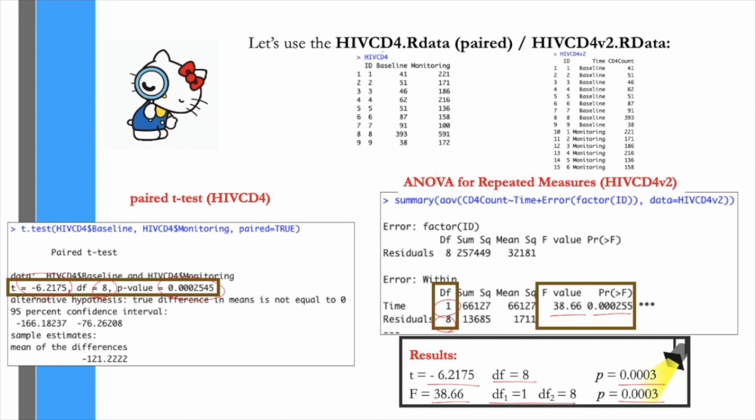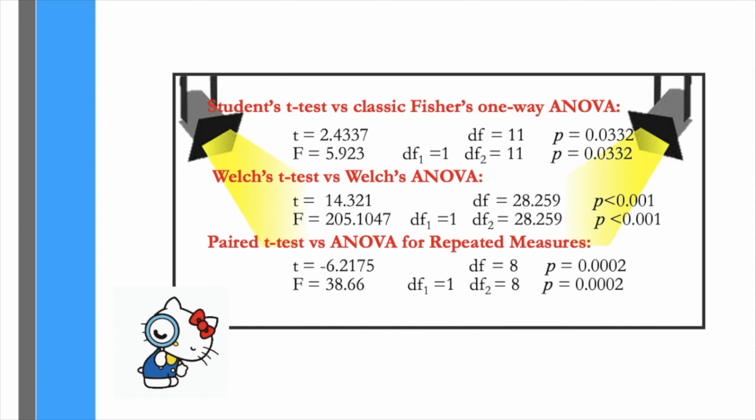Now, summarizing those three sets of results, we have this table. One thing that you must have noticed here is that the df of the t-test and the df2 in the analysis of variance are always equal. So 11, 28.259, and 8 for the third example. The df1 of the ANOVA is always 1. Remember that when we are comparing two groups, the df1 is 1. And when we are comparing two independent means, that's also the number of means minus 1, so we have 1.